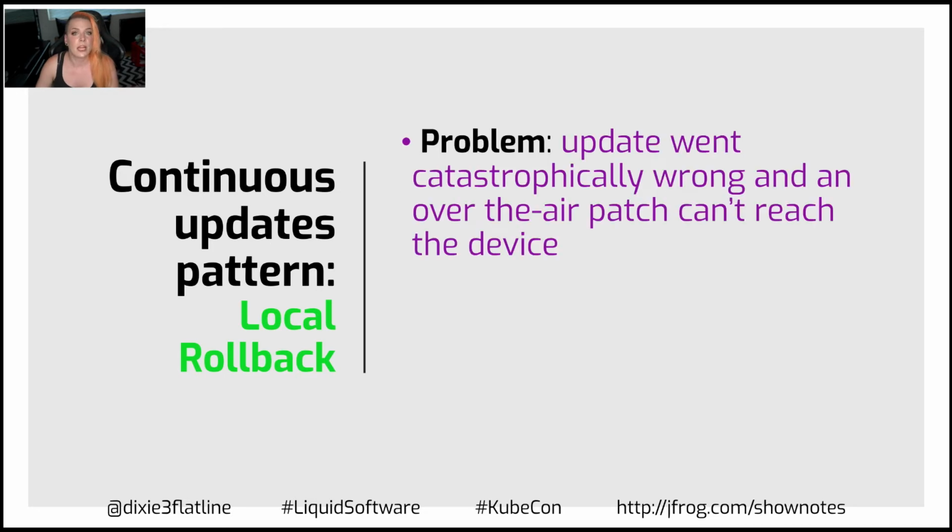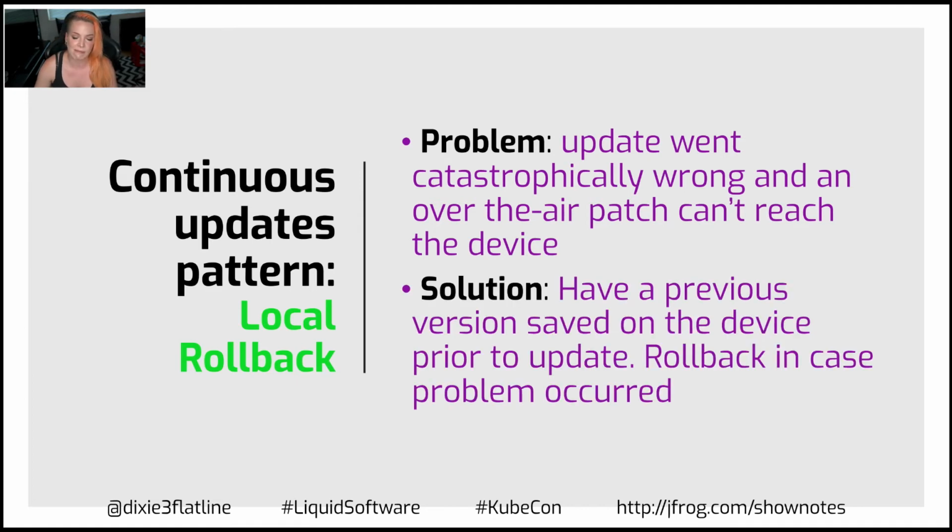So the problem here was that an update went catastrophically wrong in a way that prevented an over-the-air fix from reaching the device. In this example, it's not really harmful, it's kind of just a little bit inconvenient. But if you think about it, that could be really, really dangerous for some edge devices. There are devices out there in some very, very isolated places that would be expensive, impractical, or maybe outright impossible to get to. So it's not really viable. The solution here is to enable local rollbacks.